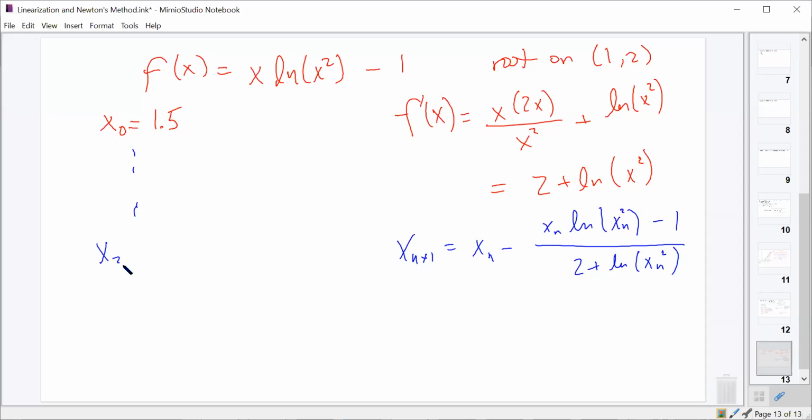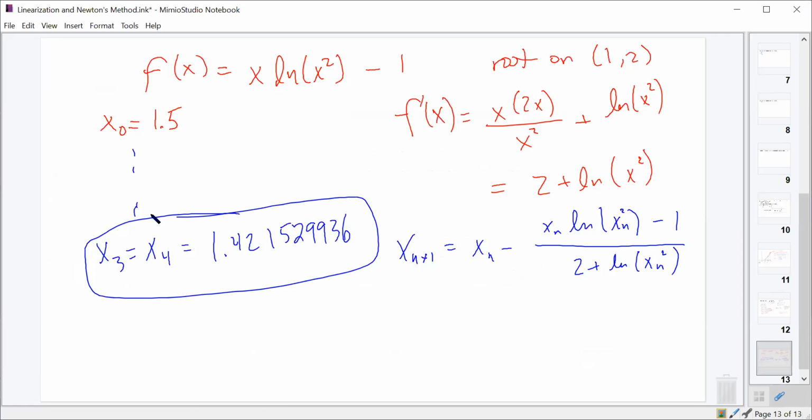Normally, I'd ask you to write them all out. But I won't today. 1.421529936. Good or no? Everybody feel all right about that? Pretty straightforward.